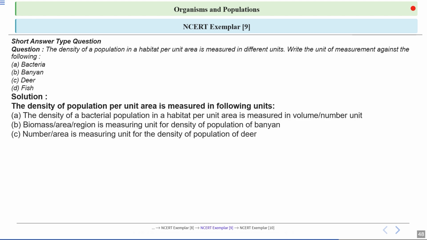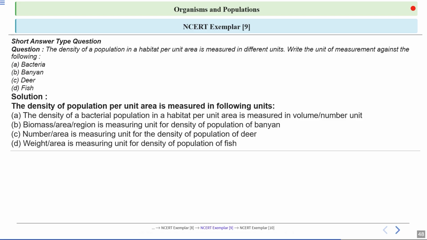For deer, we measure density as number per area. Since deer are large and move around on land, it's straightforward to count how many are found in a specific area, like per square kilometer. Finally, for fish, we often use weight per area as the unit. The fish live in water and can be hard to count individually, so measuring their total weight in a certain area, like a lake or river, gives a more accurate picture of their population.